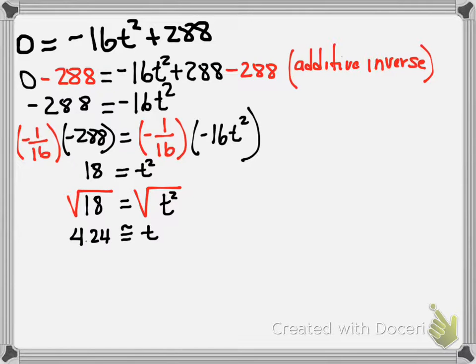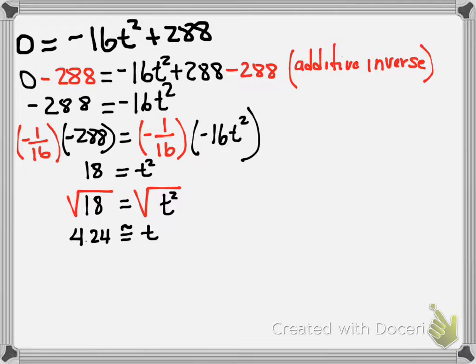All right? And now, to do that, we get 4.24, which means that is approximately 4 seconds. All right? That is how long it will take the wrench to fall on the ground.